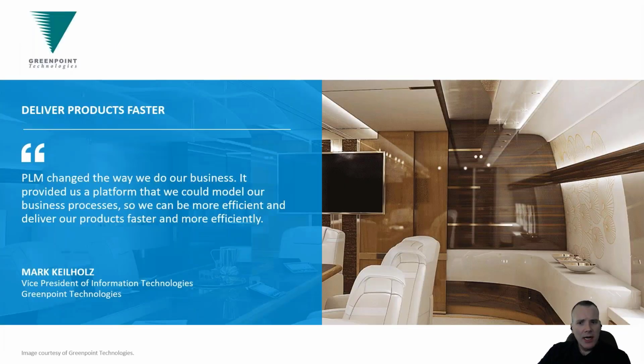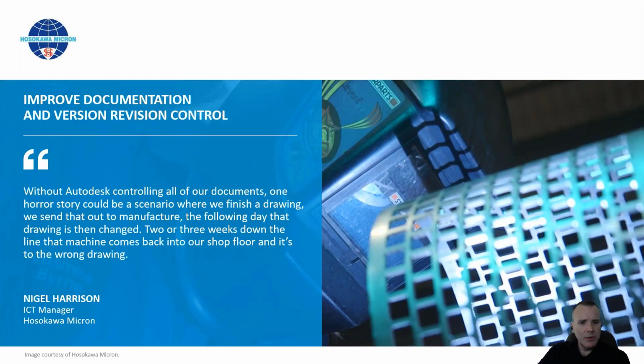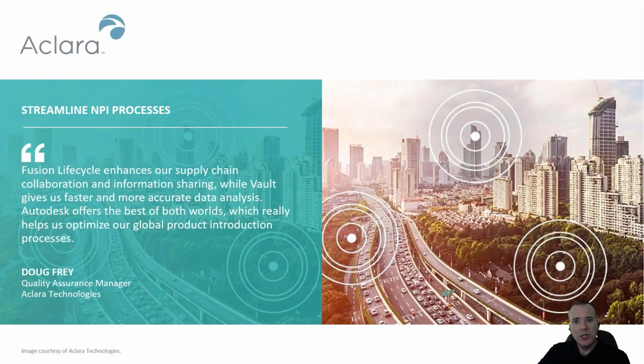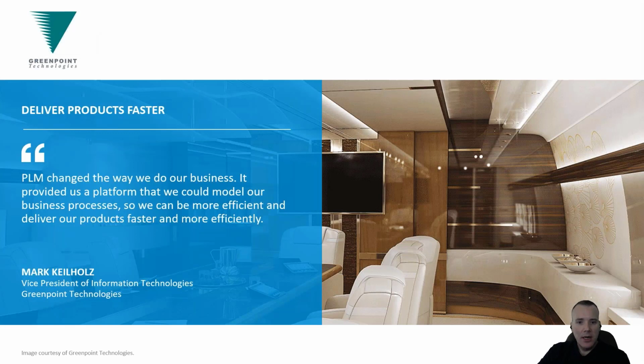So we're running a little short on time. There are some customer testimonials, which are available on the web too, I'm sure. They show how Fusion Lifecycle and Vault PLM have improved things for certain customers: improving documentation and version and revision control, streamlining the new product introduction process, and delivering products faster while ensuring quality. You can view those on the web, and I'm sure I'll bring some of these up in future presentations as we get into the specifics.